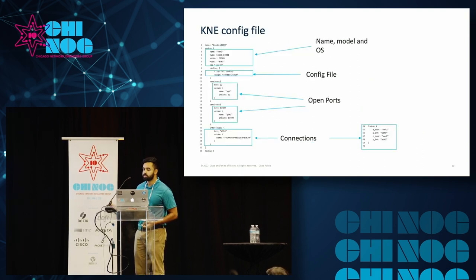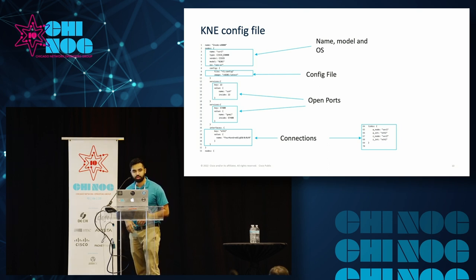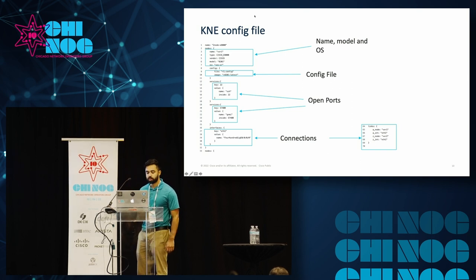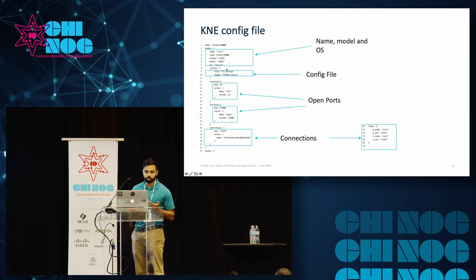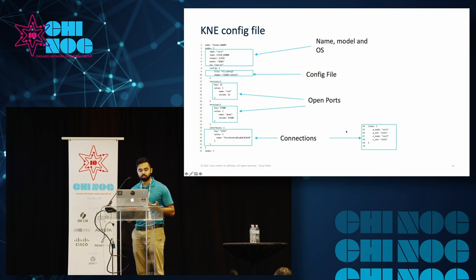So here's an example of a KNE configuration file. It's defined in the text proto file format. You specify things like name, model, operating system, the configuration file of the containerized virtual router, and point to some ports that you want to forward to the container. Then finally, you have to define connections between these containerized routers. Because different vendors have different names for their interfaces, you have to map these names to a name that KNE will use. For this example, 400 Gig becomes ETH1.